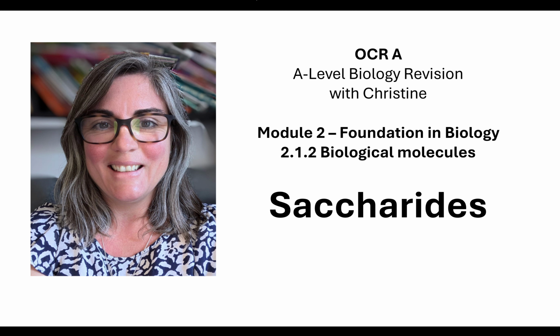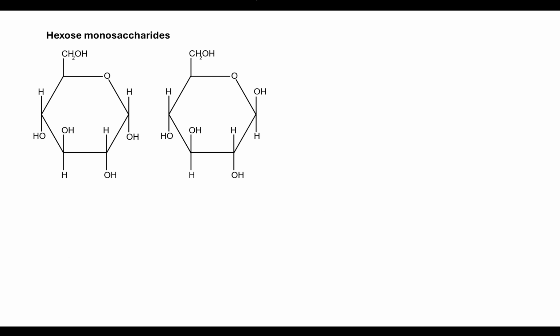In today's lesson I'm going to look at saccharides, part of your Module 2 biological molecules. So the first thing you need to know is that there are different types of monosaccharides. So here we have our hexose monosaccharides. Now hexose means the 6-carbon monosaccharide. So a monosaccharide is basically a sugar, and you need to know how to distinguish between glucose molecules.